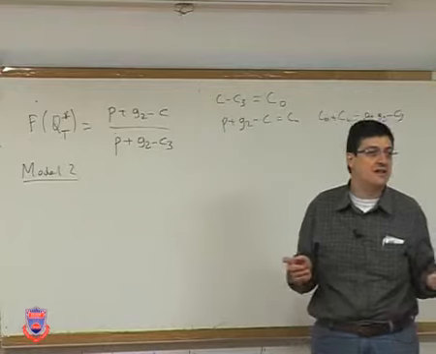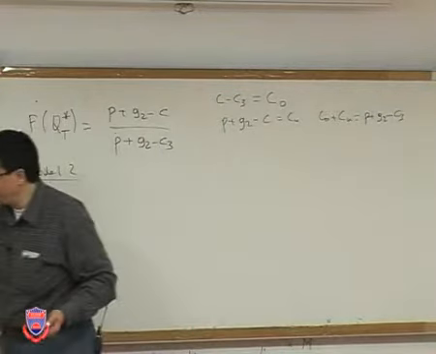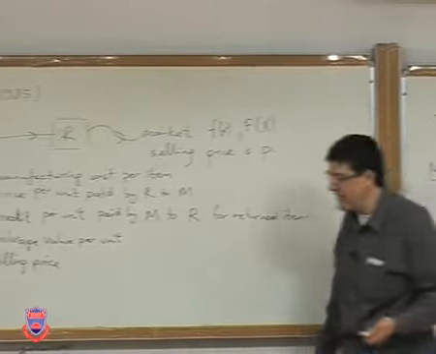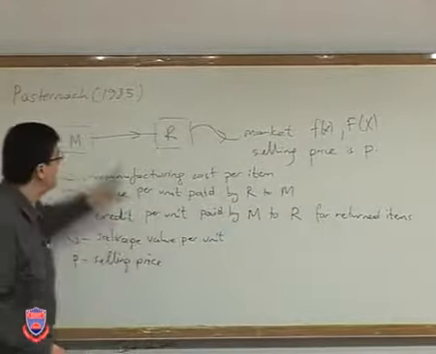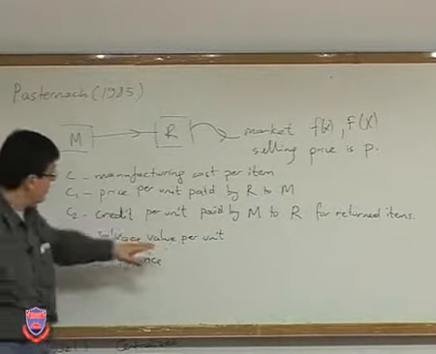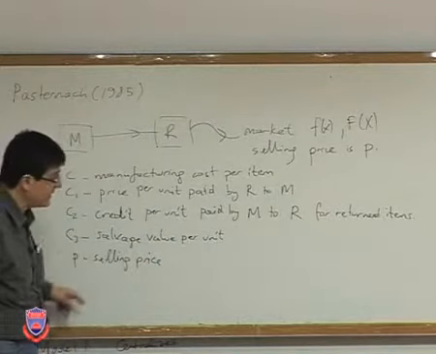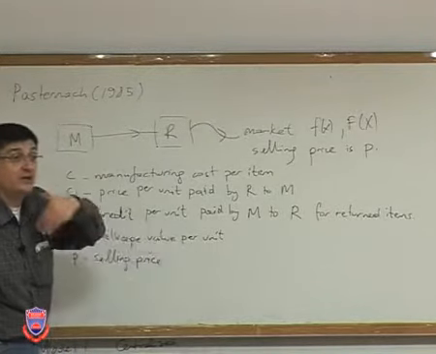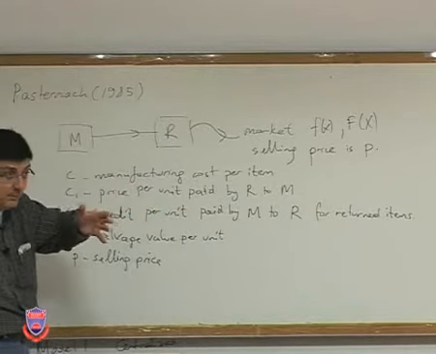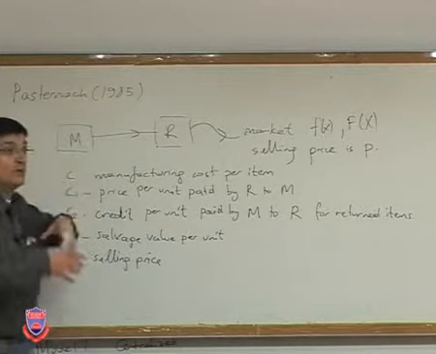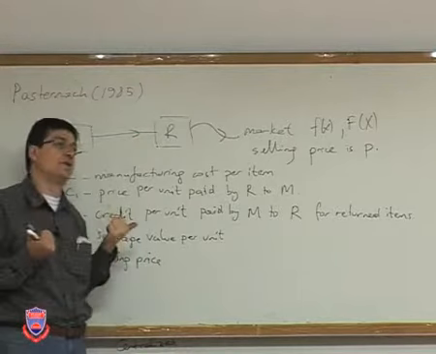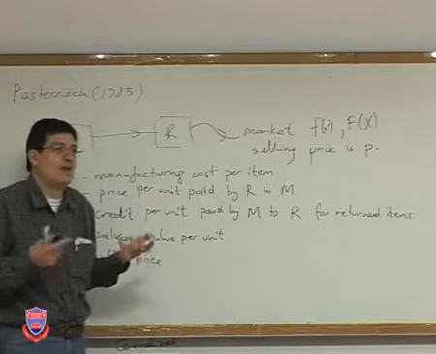Now, what happens in reality? In reality, if I show the same picture again, the manufacturer is going to have some kind of an announced price and conditions related to R, the return percentage, and the credit that you're going to get when you return the item. And given those which are announced, given the prices, the retailer is going to decide on the quantity to buy. So this is actually what happens in reality.